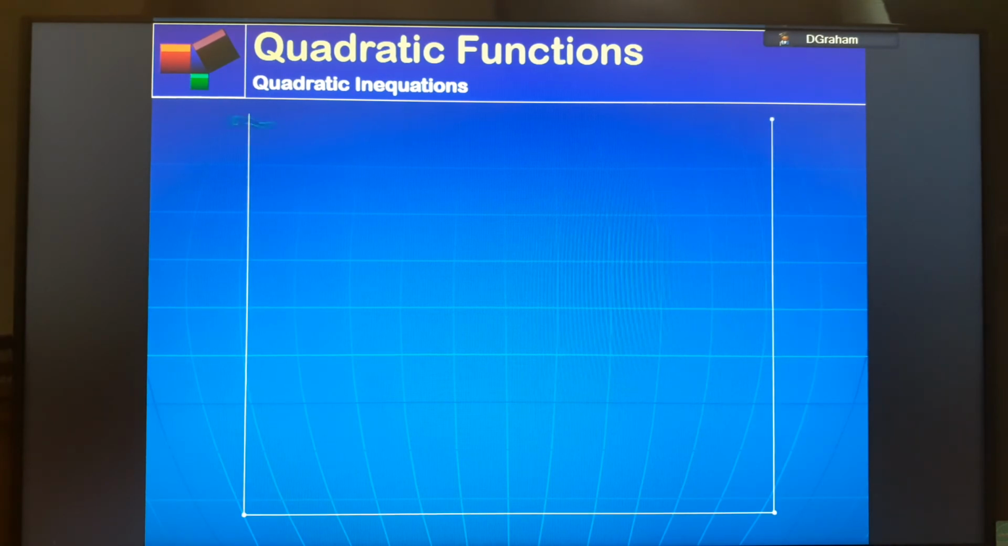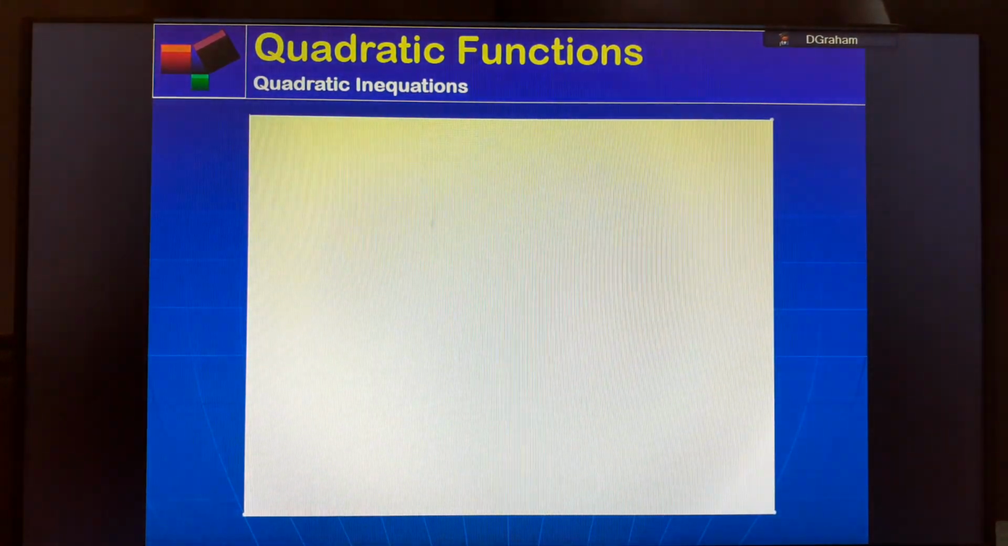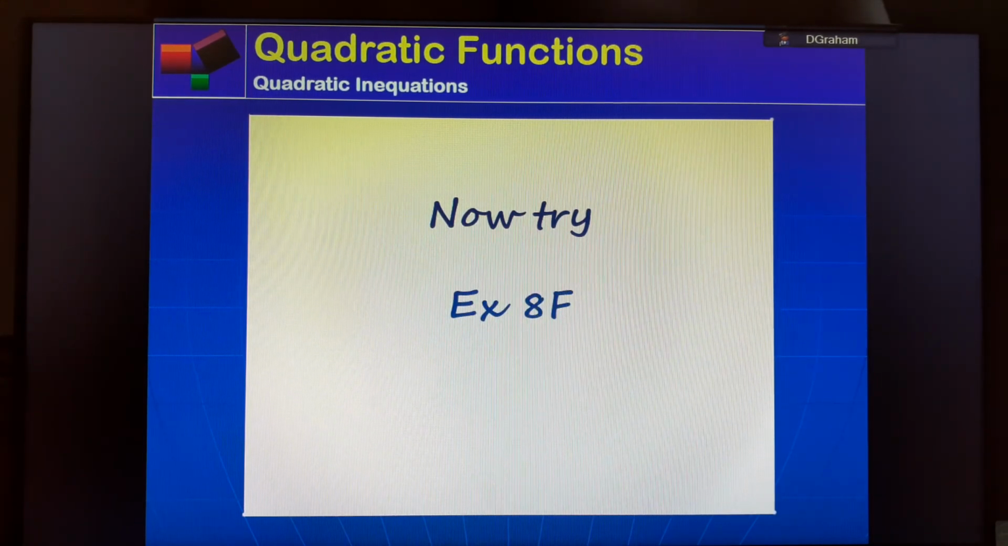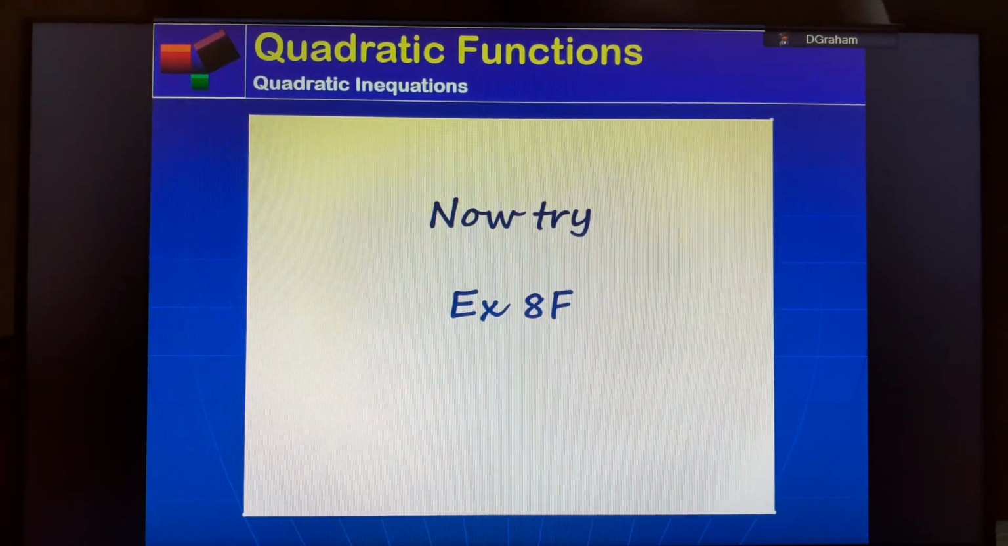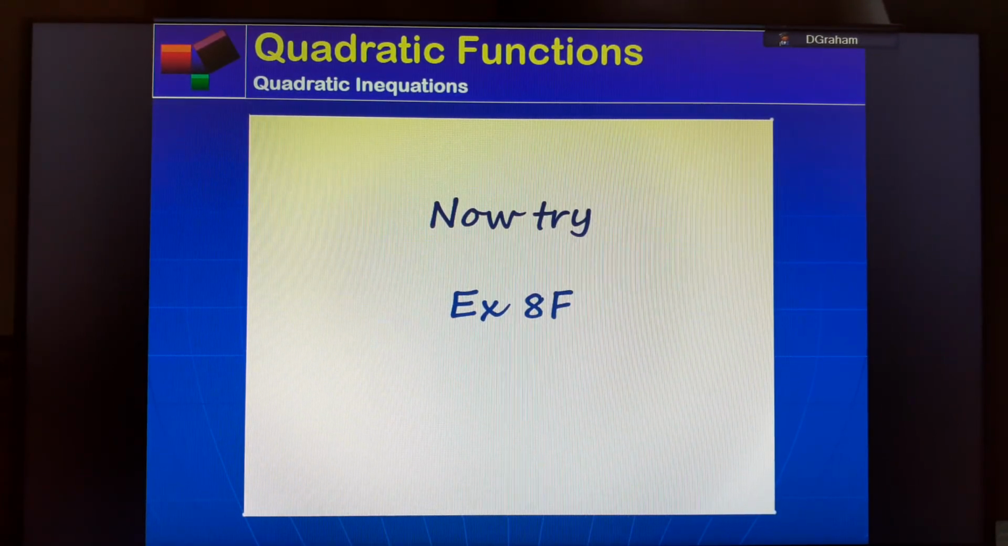So remember, sketch a graph, see what the shape of the graph is, find the x coordinates, the roots of the equation, sketch a graph, and then look literally to see whether it's above or below, depending on what you're being asked. So we're now going to look at exercise 8F, okay?